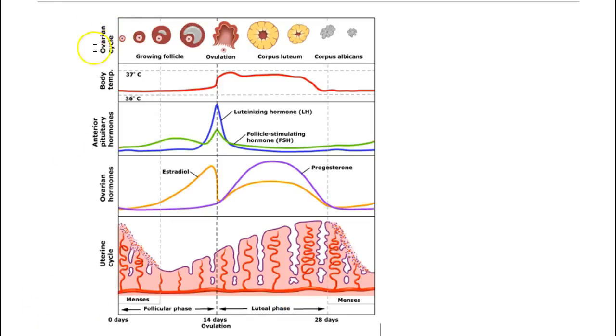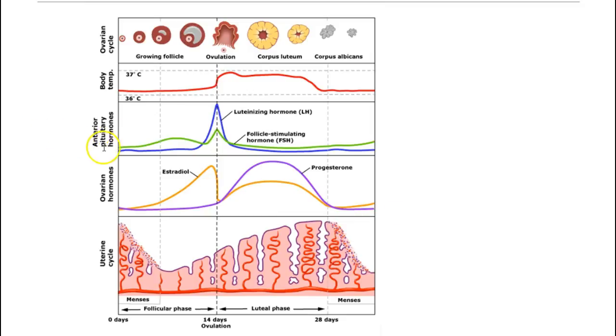Up here we see the ovarian cycle. An ovarian cycle just describes the maturing of the egg and the development of the corpus luteum. We have body temperature. We haven't really discussed that because it's not really related to hormones, but you can see that at ovulation, body temperature spikes just slightly, and some people use that when doing natural family planning to know when ovulation is happening.